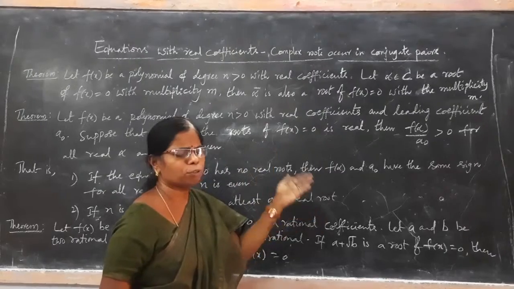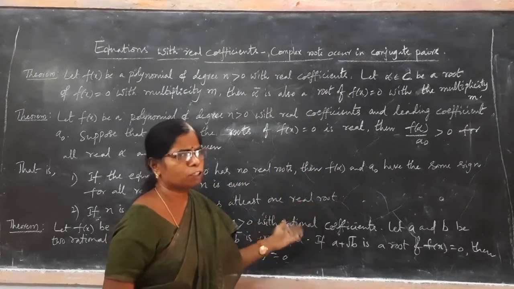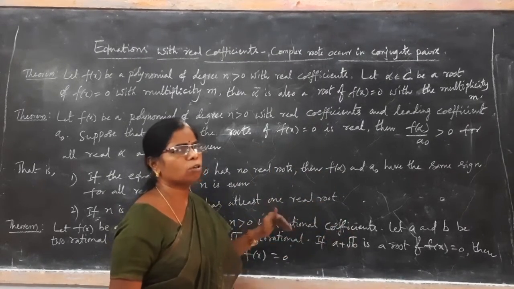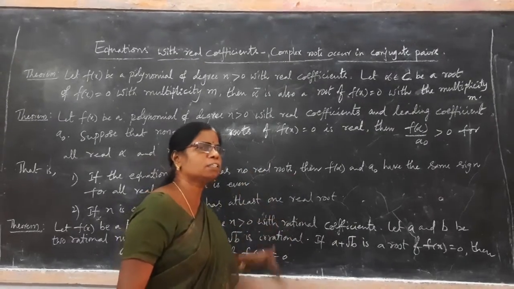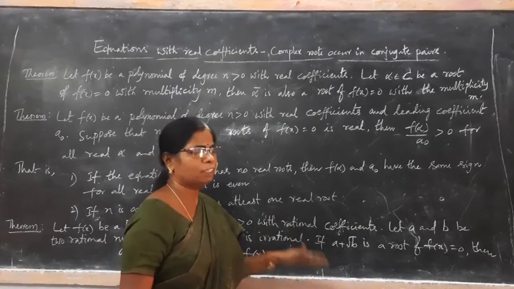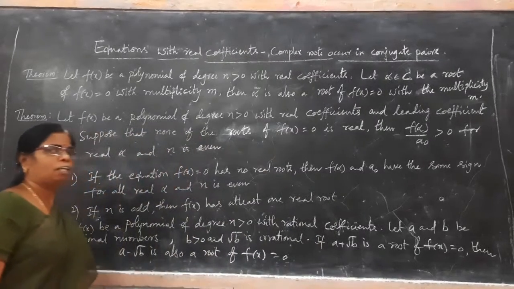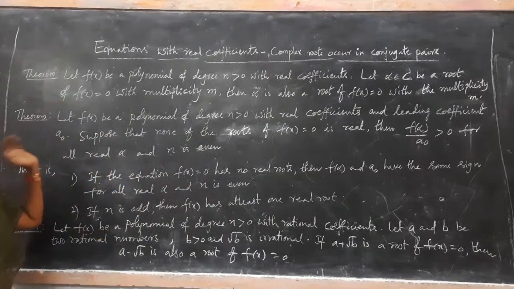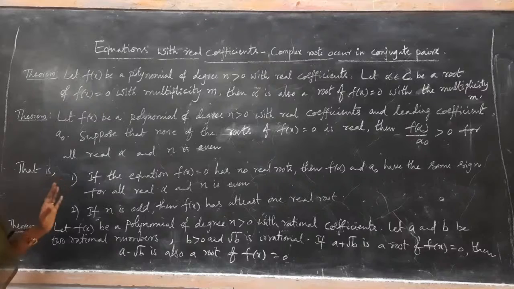Alpha is a root of f(x) = 0 with multiplicity m. Then its conjugate alpha bar is also a root with the same multiplicity. That's what this theorem says. Okay, it is very simple.